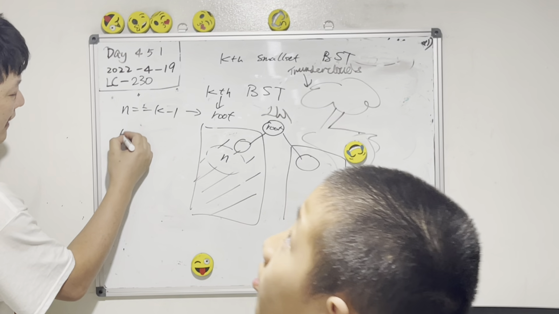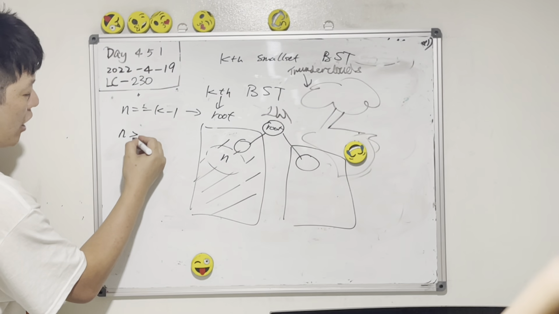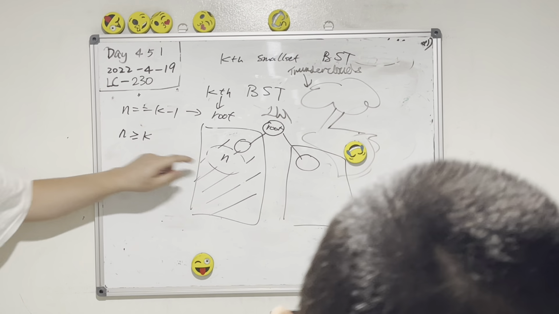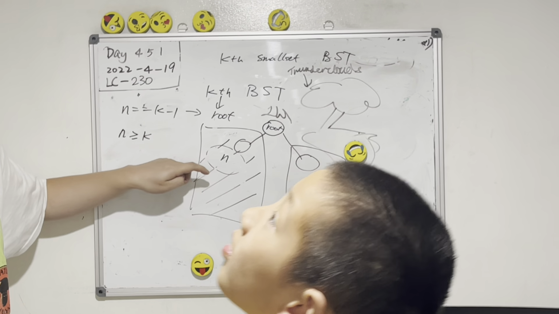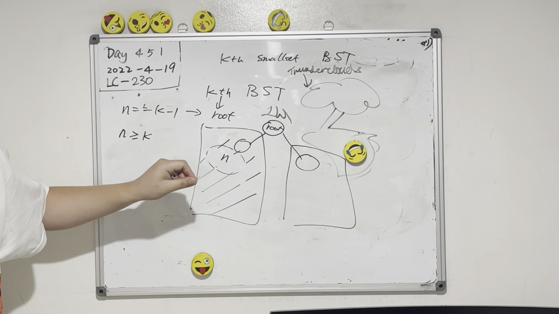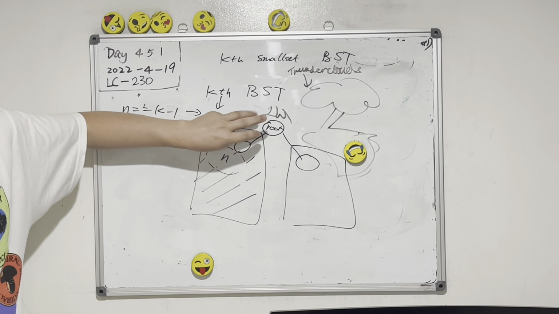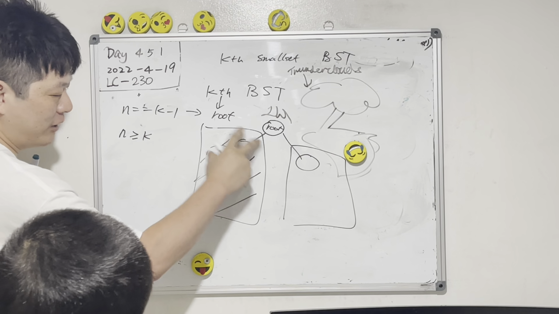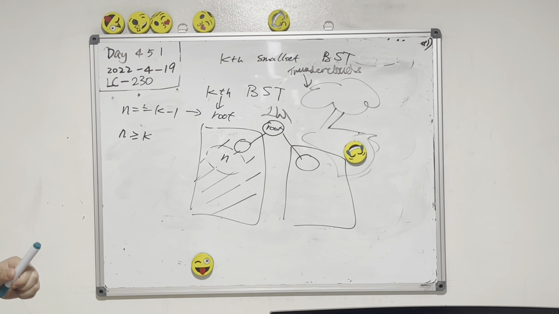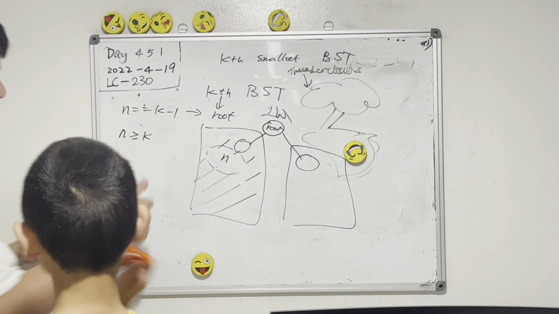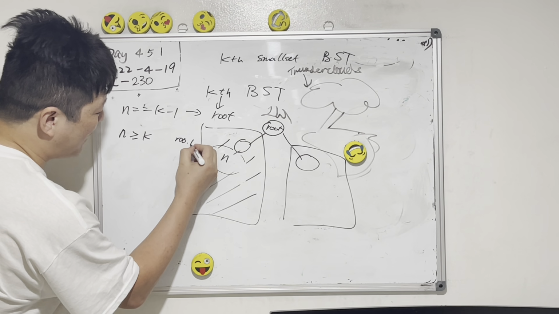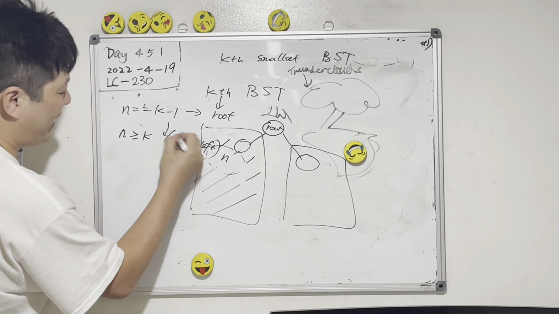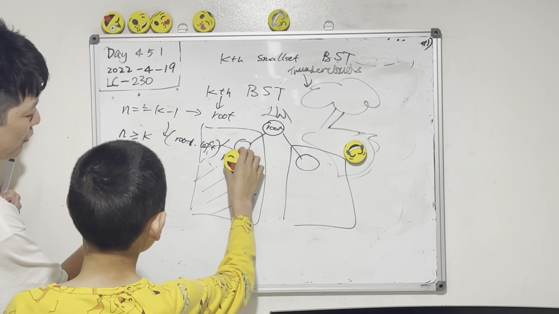But if I'm saying that there are more than k nodes, what happened? If there are more than k nodes on the left tree, where is the k-smallest node going to be? It'll be somewhere on the root of left. But we have to recursively find it, right? Okay. How about n smaller than k?